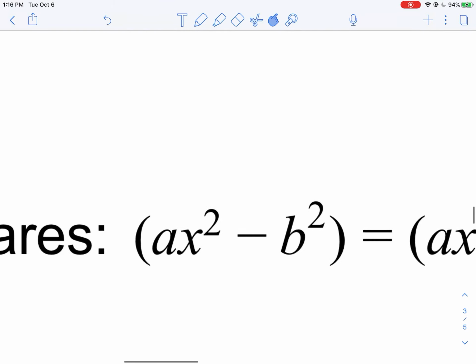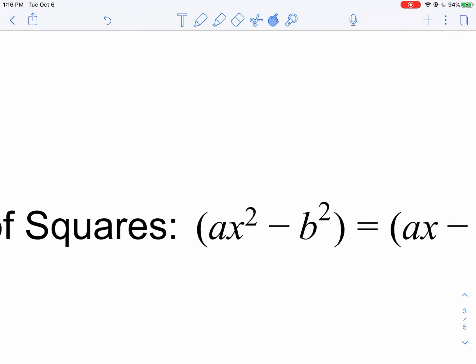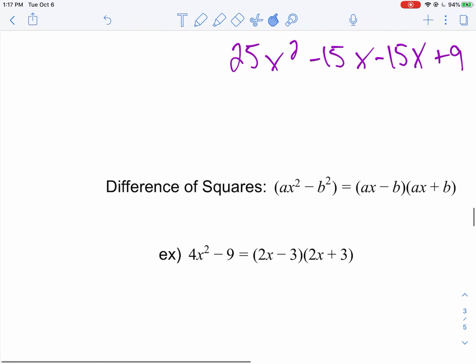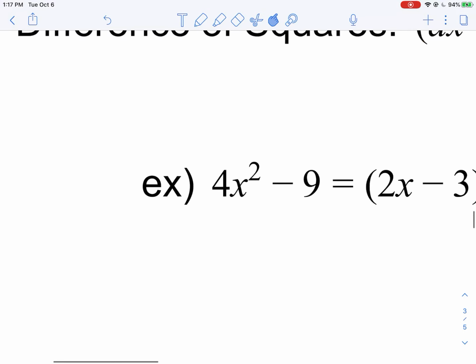All right, the last case we're looking at is called a difference of squares. That's when you have ax squared minus b squared. And then what happens is you end up getting ax minus b times ax plus b. Let's take a look at this in context.